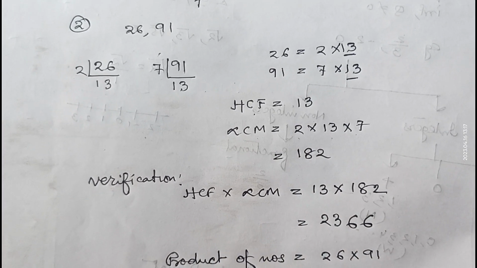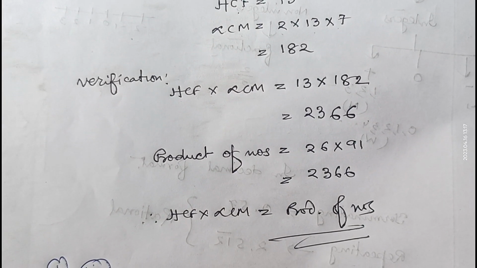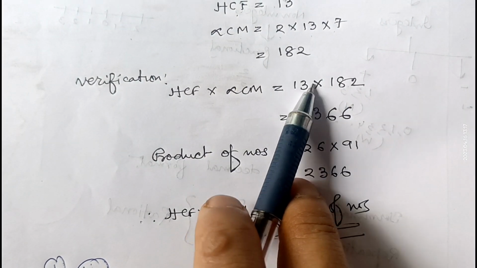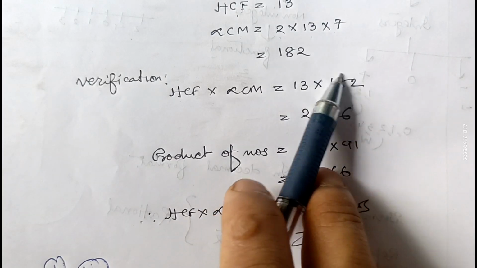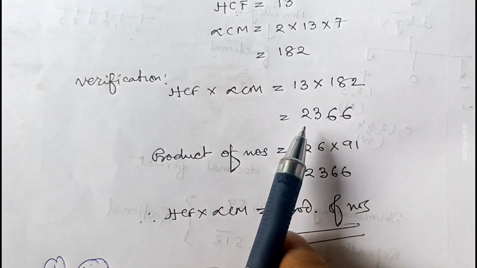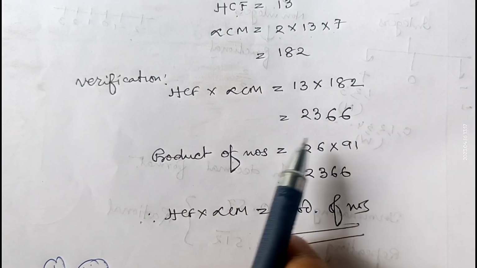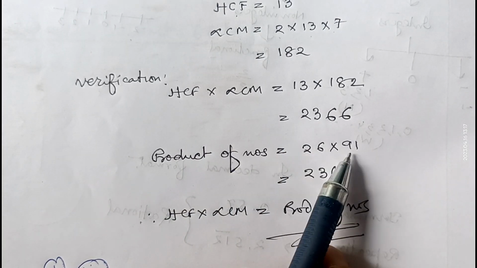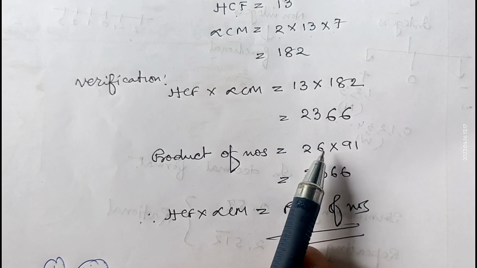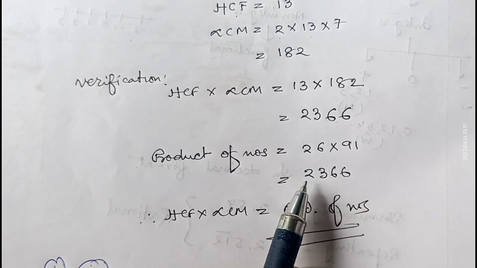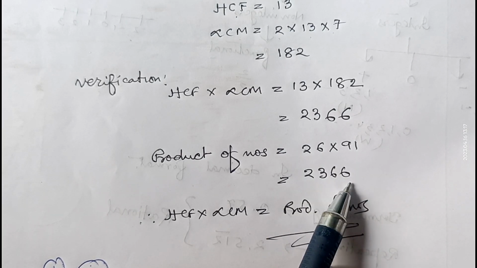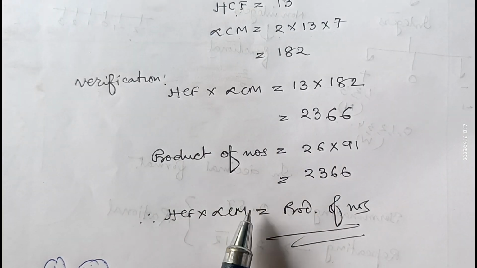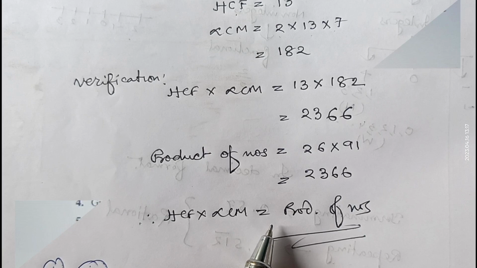Now in the second part it is given, verify that HCF into LCM is the product of the numbers. HCF into LCM. HCF we got 13, LCM we got 182. Multiply, you will get 2366. Again, product of the numbers. What were the numbers? 26 and 91. Multiply both. If you multiply, then you are going to get 2366. Therefore HCF into LCM and the product of the numbers both are equal, hence verified.